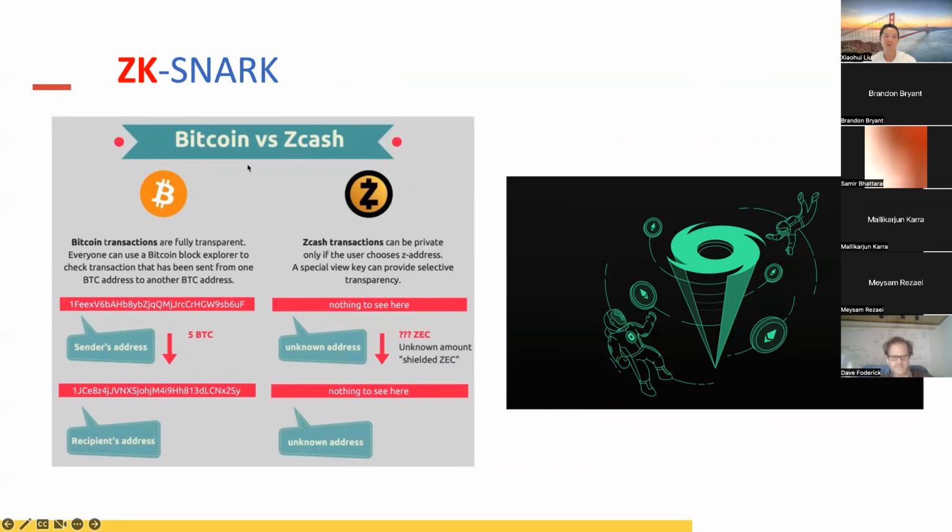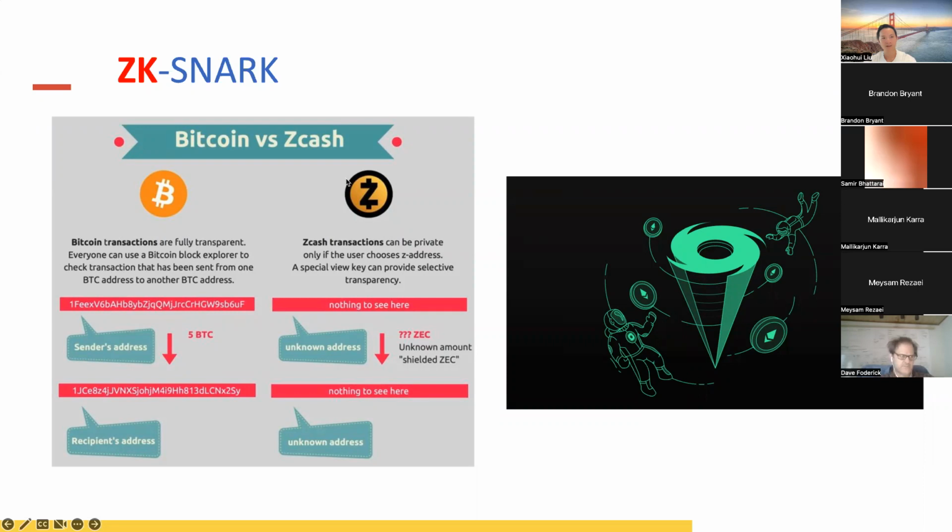For example, the first application of zkSNARK in the blockchain space, as Brandon just also mentioned, is so-called Zcash. Zcash, for people who don't know, is pretty much a shielded or anonymous version of Bitcoin. It's also based on the UTXO model. For example, when Alice sends some Bitcoins to Bob, if you look at the Bitcoin blockchain, you can see the sender address, the receiver address, and also the Bitcoin amount. These are all plain text. There's nothing encrypted.